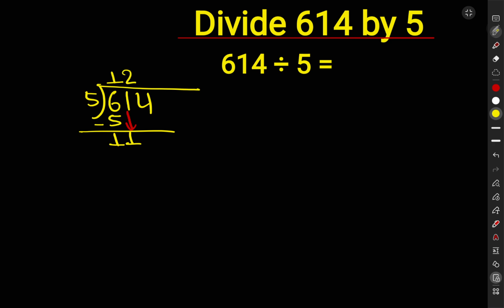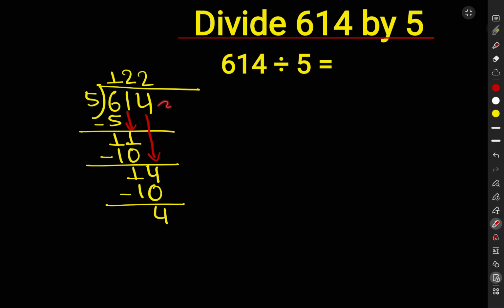So 5 times 2 is 10. On subtracting we get 1. So again we put down this 4 and it is 14. 5 times 2 is 10. On subtracting we get 4.